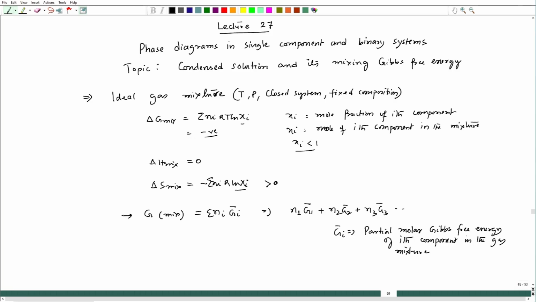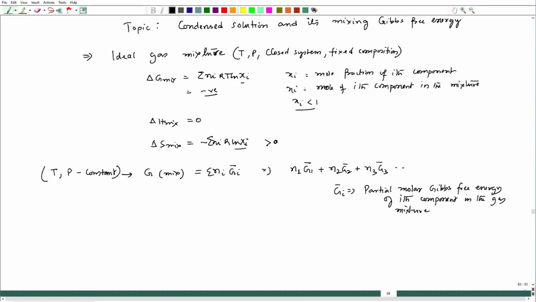And when can we write this? When T and P are constant. So then we can write this way. In fact, this is basically nothing but the Gibbs-Duhem equation, one of those Gibbs-Duhem equations. Now, all those partial quantities can also be termed as the chemical potential of that component in that particular homogeneous mixture. So now, if we take a binary system.